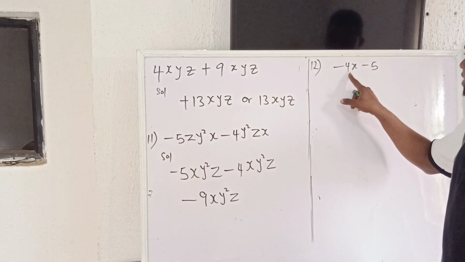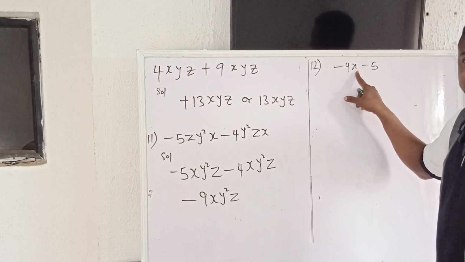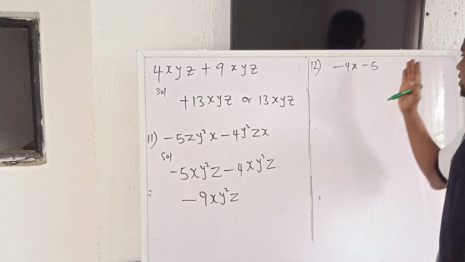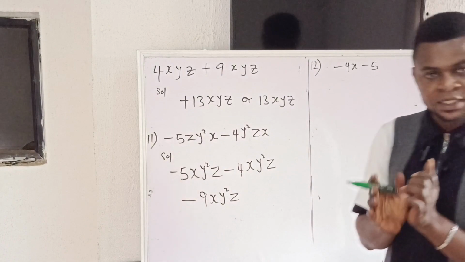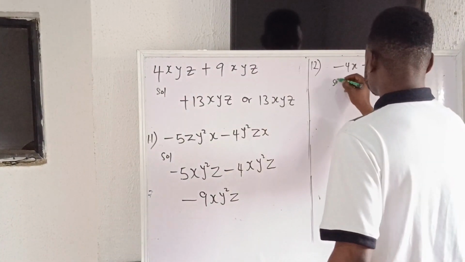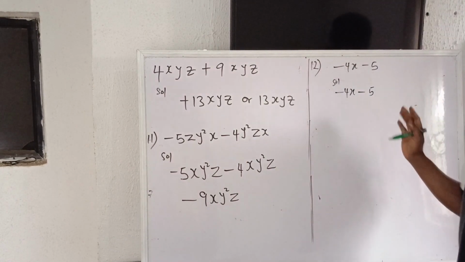Now, the sign for this one is minus, while this is also minus. This one has variable x attached to it, while our 5 does not have any variable attached to it. So since our 5 does not have any variable attached to it, it's not possible for us to add nor subtract. So the final answer is just going to be minus 4x minus 5. This is our final answer.